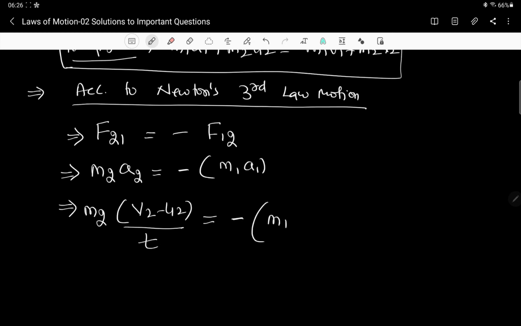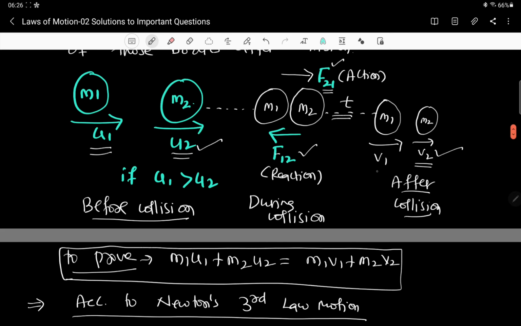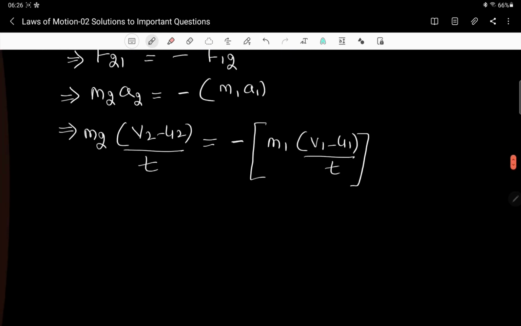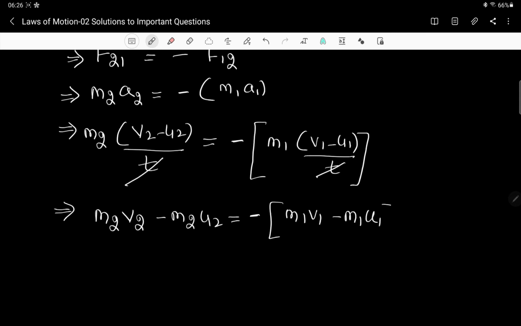in bracket m1, and you can put this as a square bracket. So a1 becomes v1 minus u1 divided by t. You know about this also. Look at the first body. What was its initial velocity? u1. What is its final velocity? v1. What is the time? t. So that's why v1 minus u1 divided by t. So this t cancels, and I'm going to have m2 v2 minus m2 u2 equal to, let me keep this minus out, m1 v1 minus m1 u1, correct?